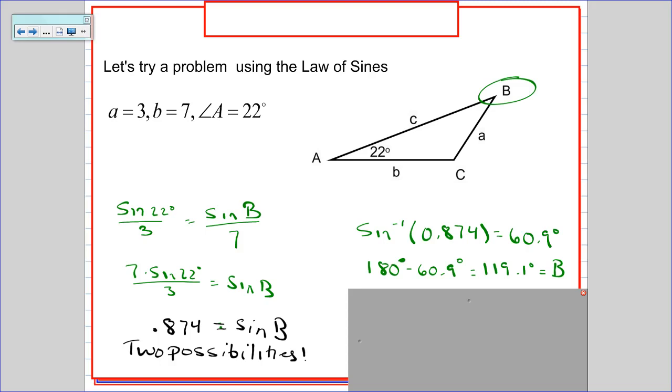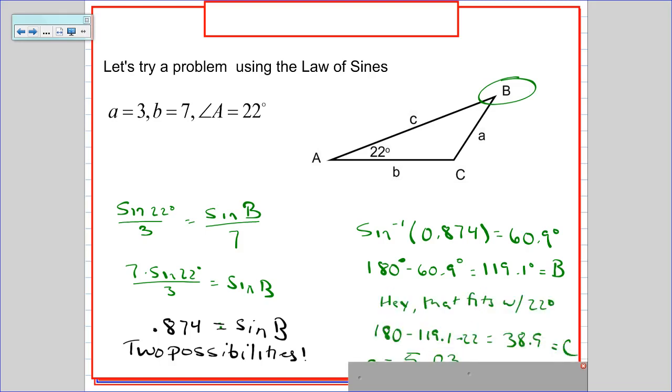Then we have to go through the entire problem like that. Hey, that fits with 22 degrees. What I mean by that fits is if I add 22 degrees and 119.1 degrees, I'm still not up to 180. I still have room in my triangle for the third angle. That third angle is 38.9 degrees, and that last side is 5.03. That's just using the regular old law of sines to find c there, little c.